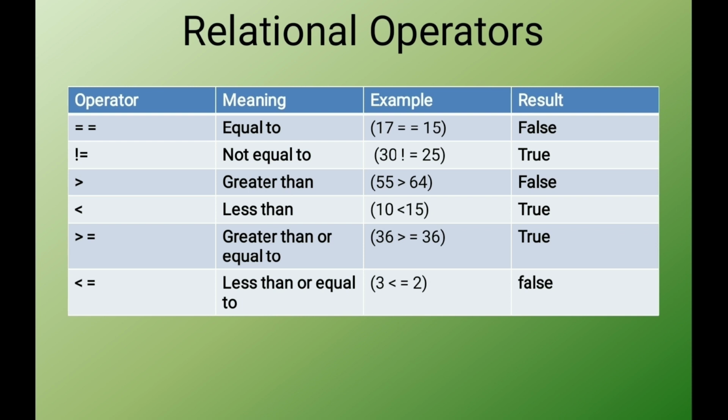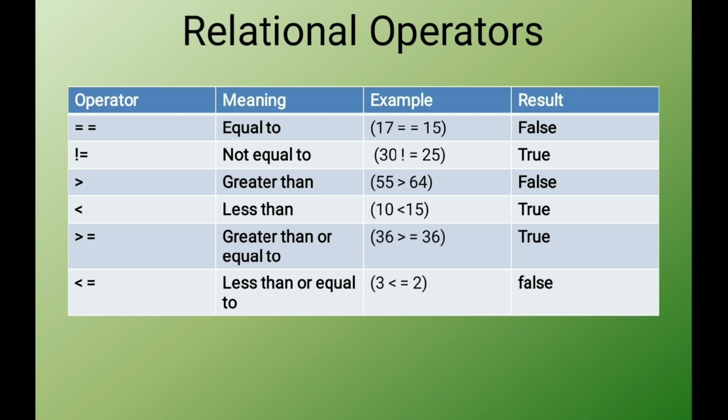Relational operators evaluate comparison between two operands or expressions. These are all binary operators and they establish a relationship between two operands. There are 6 relational operators supported by Java: equal to, not equal to, greater than, less than, greater than or equal to, and less than or equal to. And you always get the output in the form of true or false. Let's consider the first one, equal to. Now see here, 17 equal to 15. Because 17 is not equal to 15, your result is false.